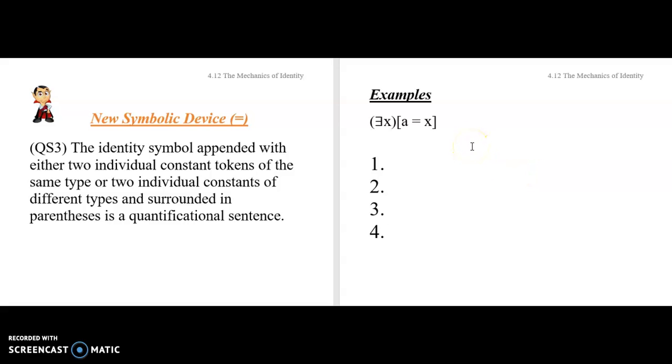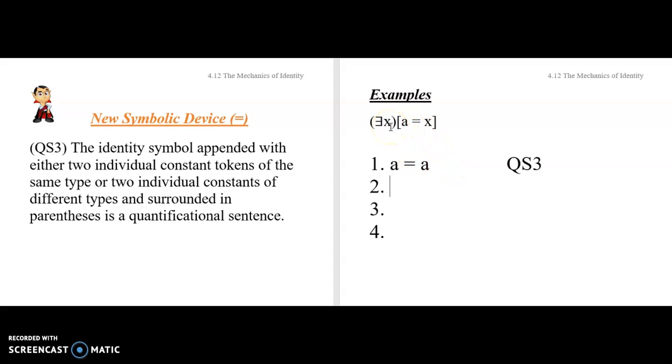Okay, so let's go ahead and try this together. You can do this either with A is identical with A, or A is identical with B, or A is identical with C, whatever you want. We'll do it this way. So this will be QS3, okay? And then, of course, what we want to do is follow the rule for introducing a quantifier.